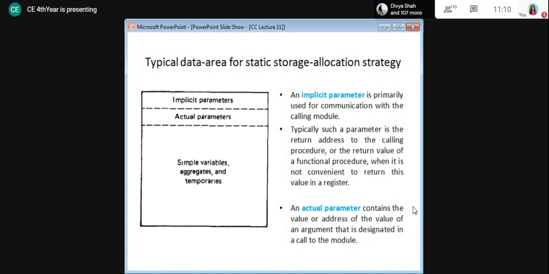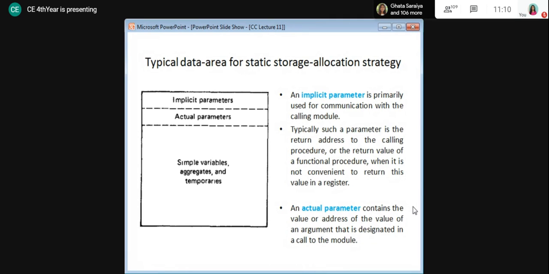Now we are looking at the actual parameters. So what are actual parameters? They contain the value or the address of the argument that is designated in a call to a module. So the arguments that we pass, the parameters that we pass, those will become our actual parameters.